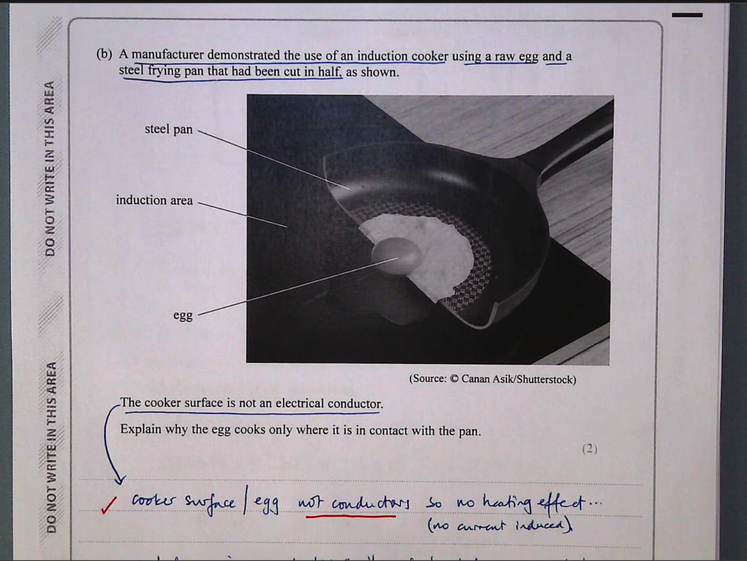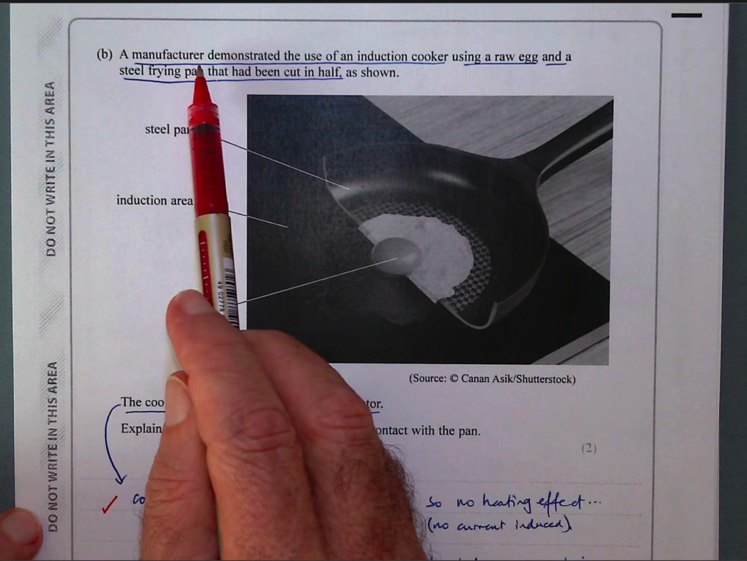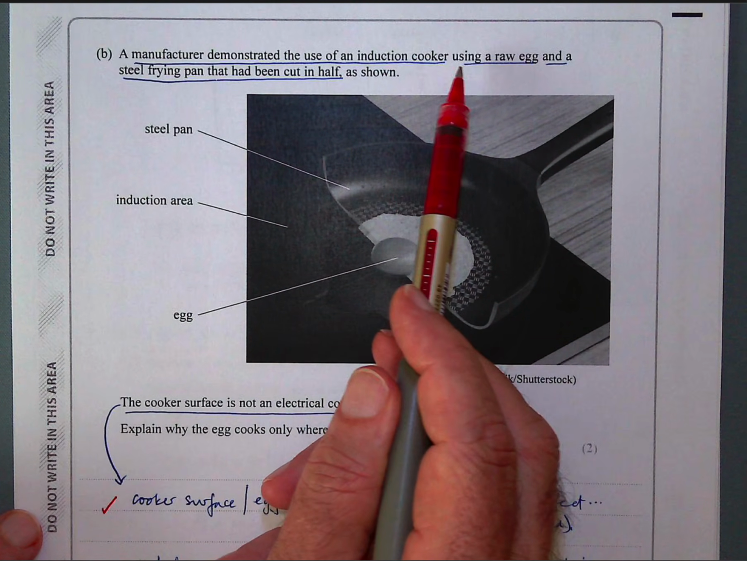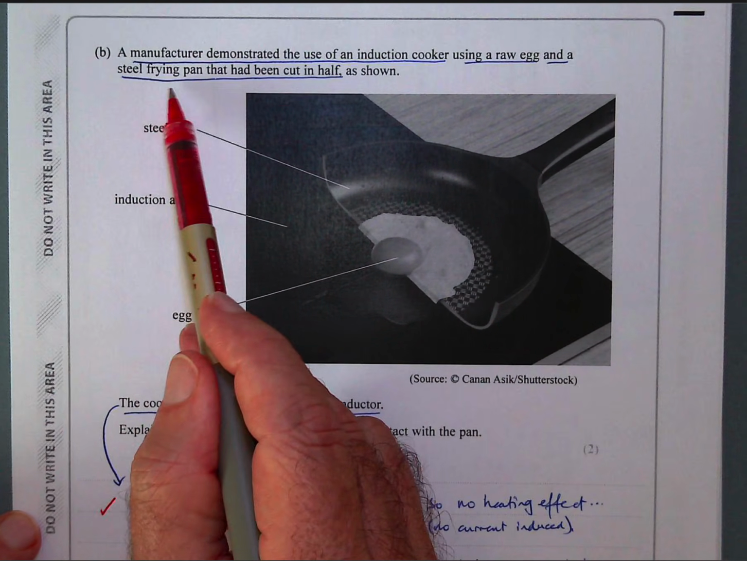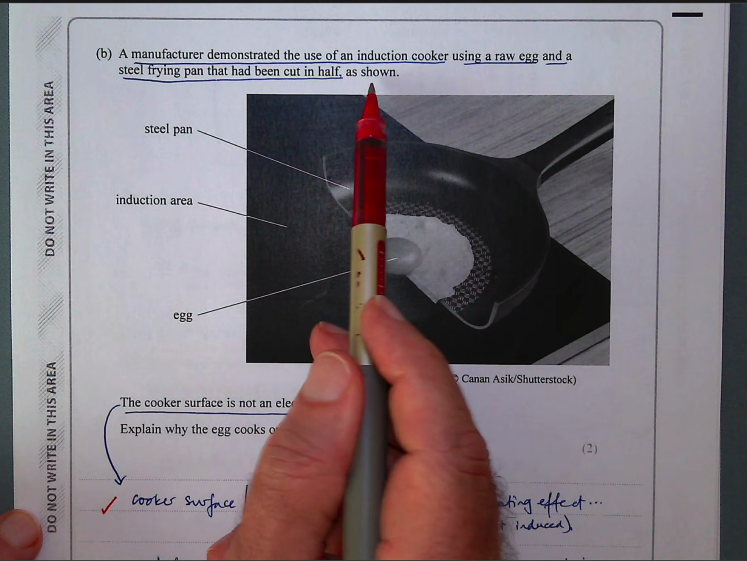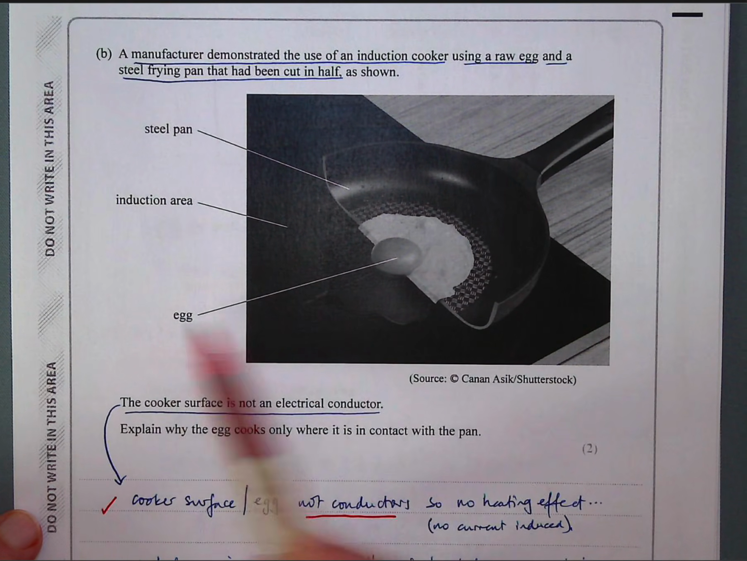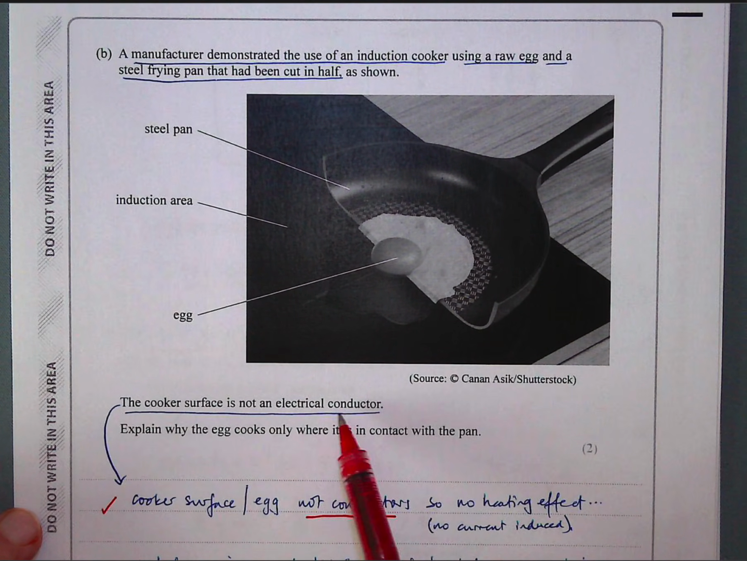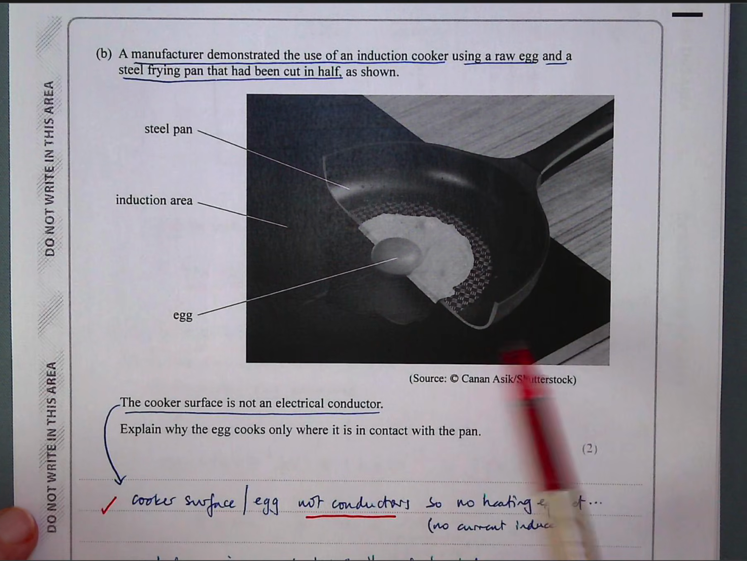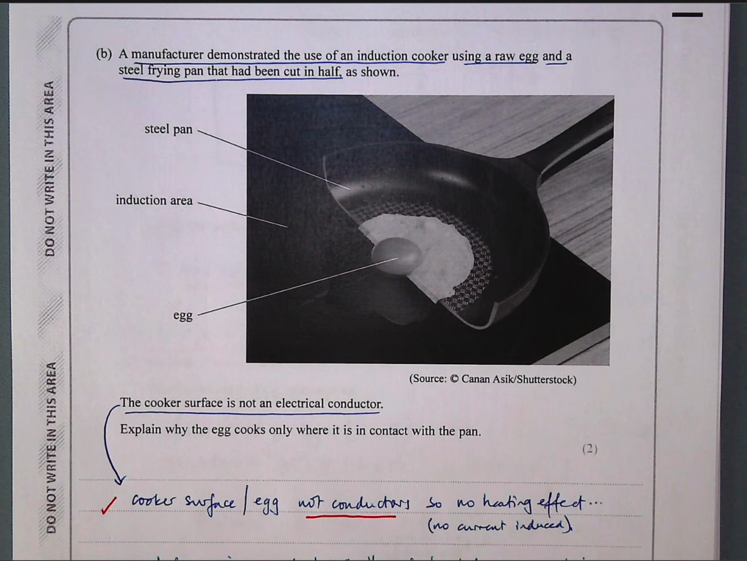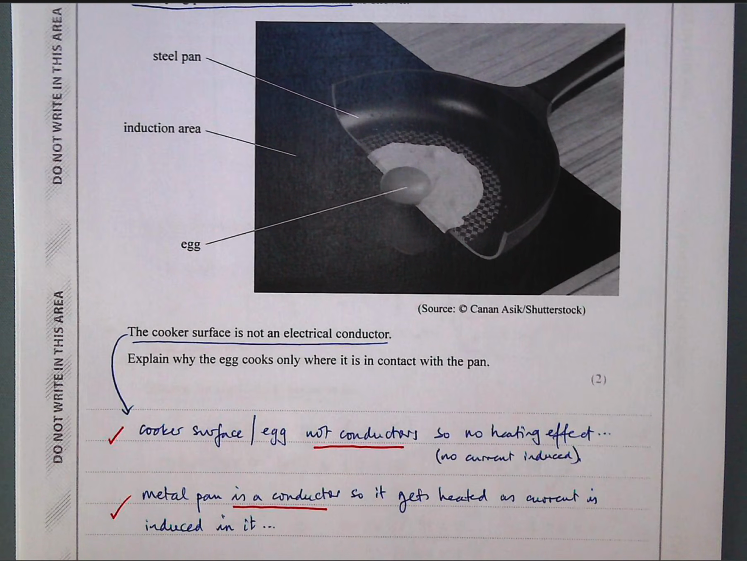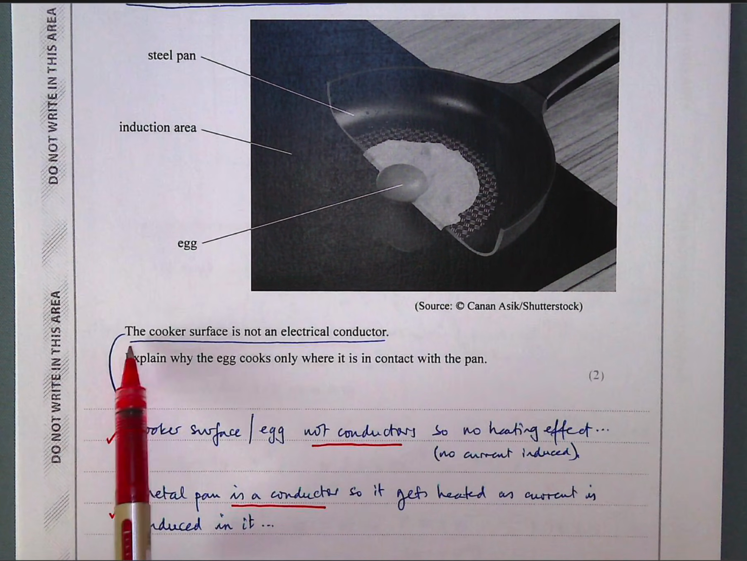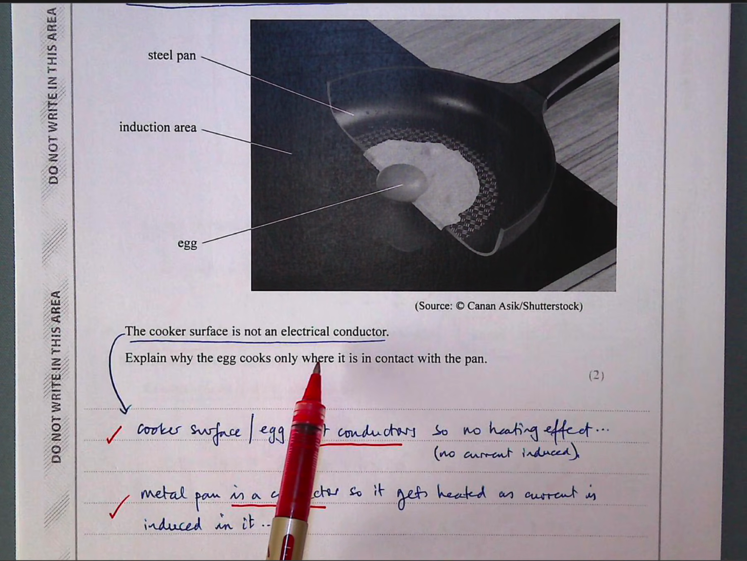21 part B is then they've got half a metal pan here. A manufacturer demonstrates the use of an induction cooker using a raw egg and a steel frying pan that had been cut in half as shown. So steel pan, induction area, egg. The cooker surface is not an electrical conductor. They're usually made of glass, aren't they? If you've seen them in your own kitchens or in any kitchen. And it says the cooker surface is not an electrical conductor. So why are they telling you that?